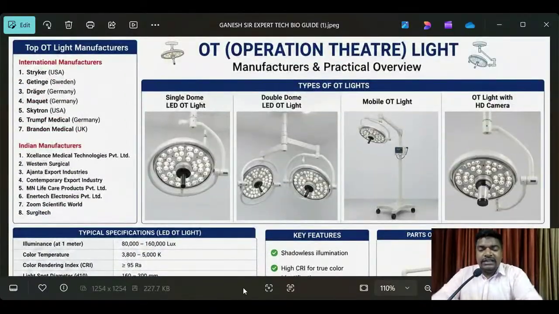Now come here, biomedical engineers. Listen carefully to what I'm saying here. Only valid points I'm going to share. And till now, what I have explained here, my dear engineers: first of all, how the equipment looks, what the functions and purpose are, and a lot of points I have covered here.